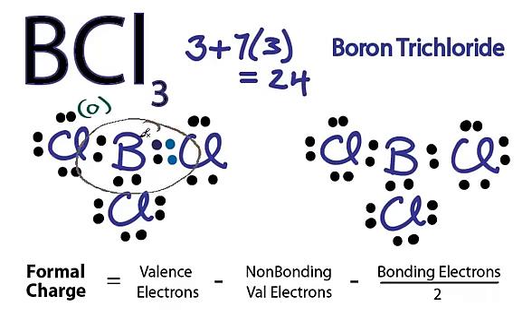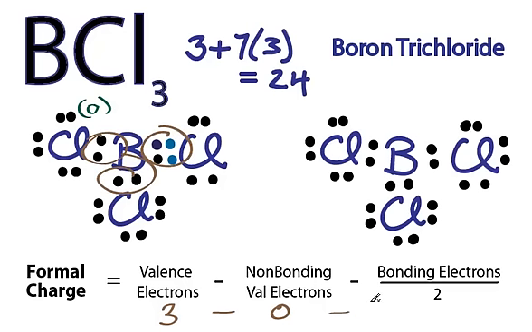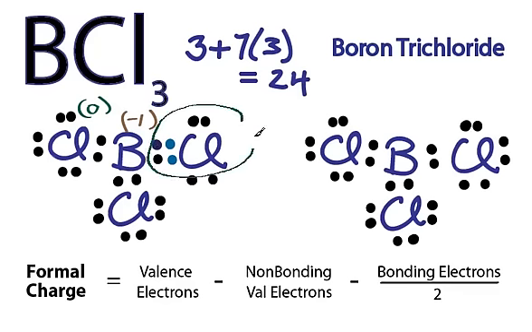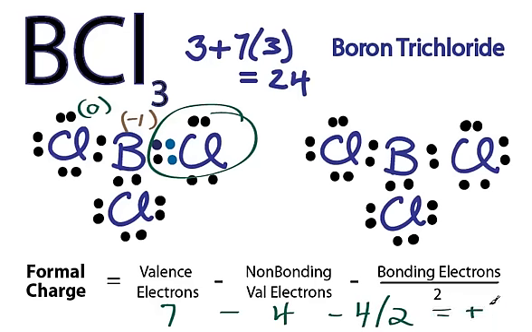For the boron here, we have 3 valence electrons, non-bonding, well, they're all bonding, and then bonding electrons, we have these, and these. So we have 8 over 2, so 3 minus 4 is negative 1. That's our formal charge on the boron. And for the chlorine right here, we have 7 minus 4 minus 4 over 2, so 7 minus 4 minus 2 equals plus 1. So the formal charge on this chlorine is plus 1.